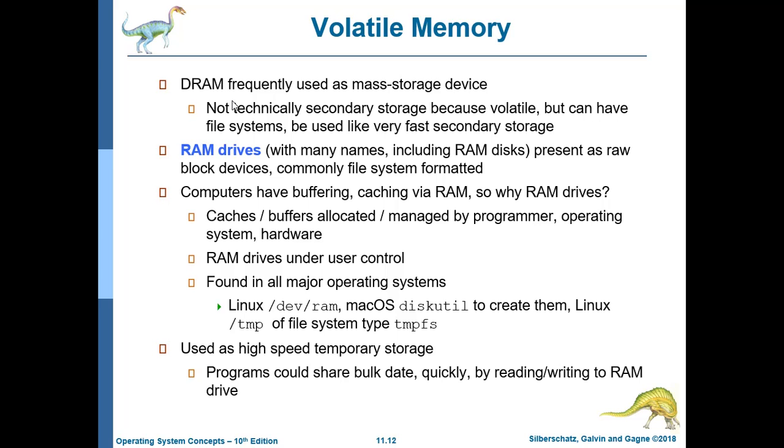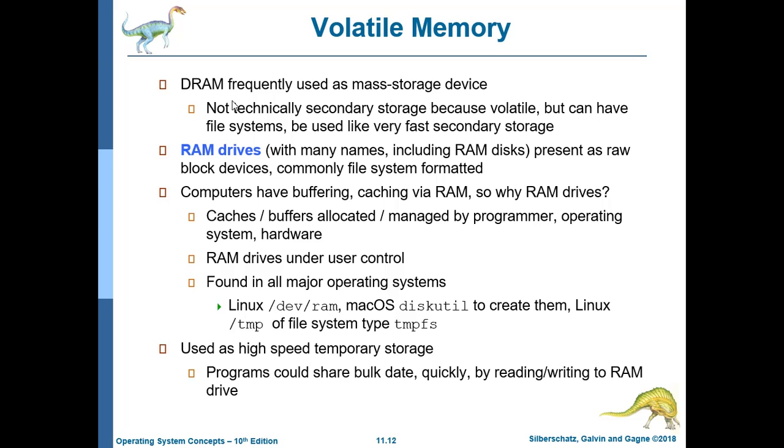For volatile memory, there are also drives that exist, such as RAM drives. They go by many names including RAM disks, and present as raw block devices, commonly file system formatted. Computers have buffering and caching via RAM. So why RAM drives? These are the reasons. The caches or buffers allocated are managed by the programmer, operating system, and hardware. And then RAM drives are under user control.